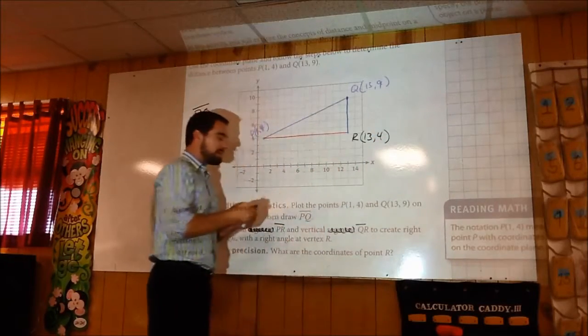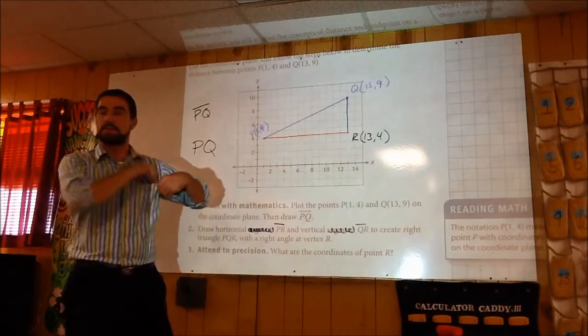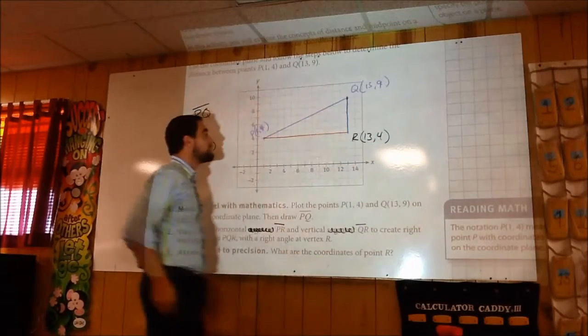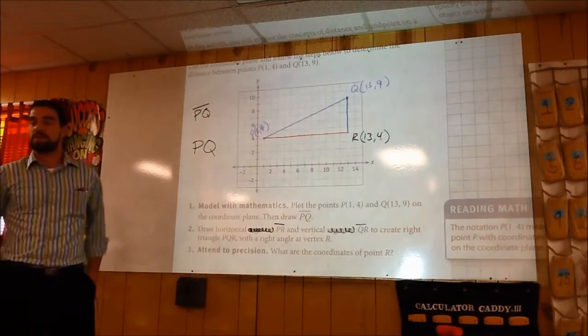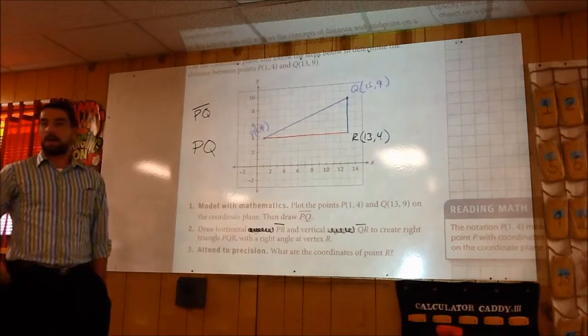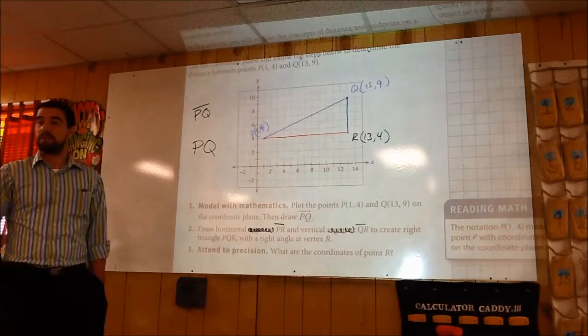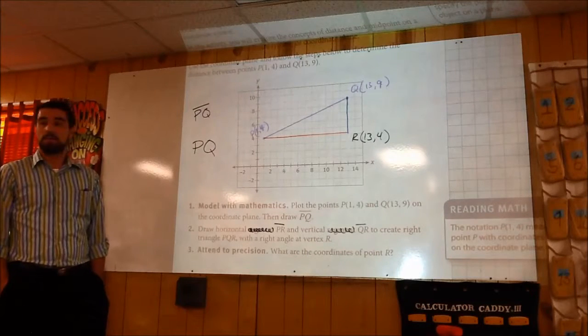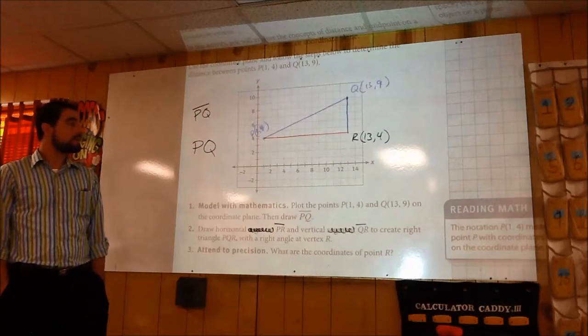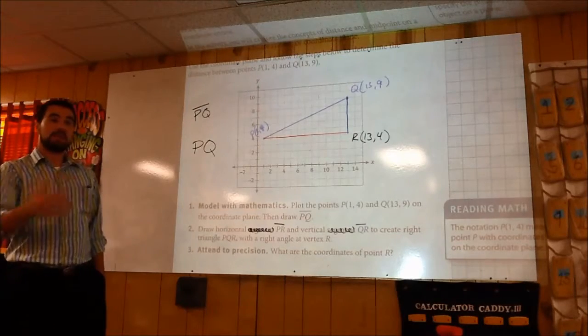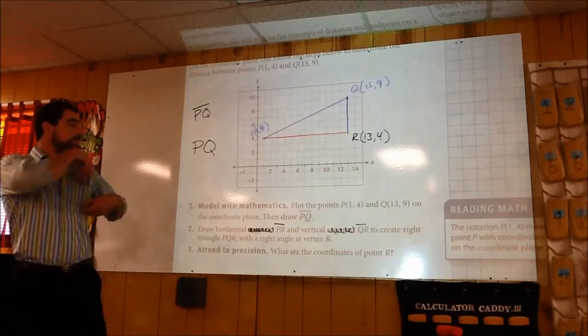What do you notice about the coordinates of this point R and the two original points? What are the similarities? I saw a bunch of people raise their hand. Keaton, go ahead. R has the x value of Q and the y value of P. Very good, okay?